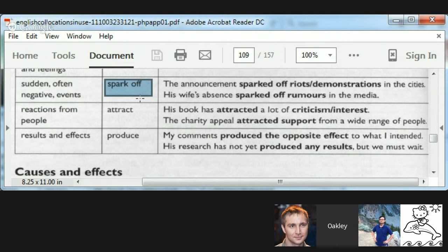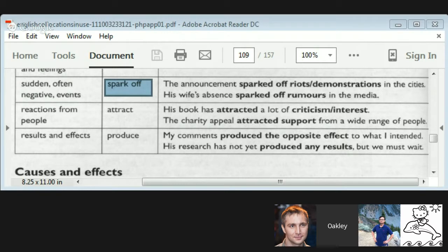Yeah, absolutely. Oh, yeah, the announcement triggered riots. Triggered rumors. Very good. That's very useful to cause a sudden change. To trigger. That's also very good. Another one that belongs here in this lesson. To trigger something. To start something. To be a catalyst for something. Absolutely. Very good.